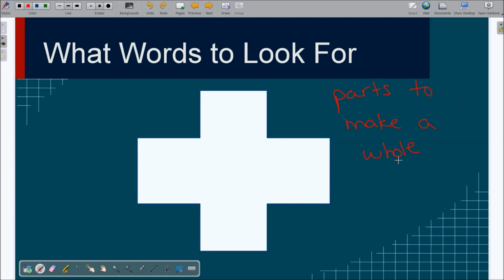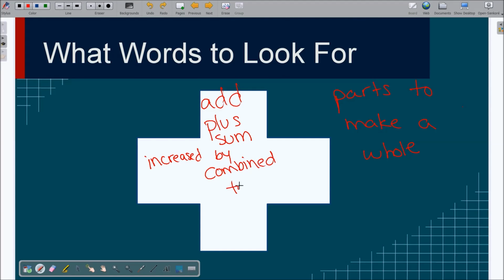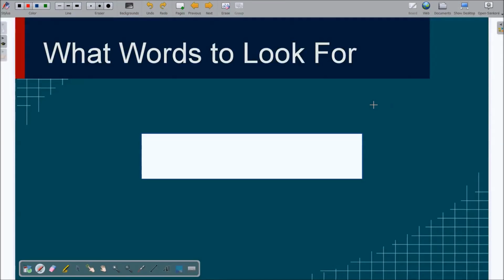The other thing to look for would be some key words that really clue you into the fact that addition is going on. The most obvious ones being words like add, or plus, or sum. Less obvious ones, but we do see them from time to time, would be words like increased by, or combined, or together, sometimes seen as the phrase all together. Any of these things would really give you the hint that addition is what the question is asking you to do. Moving on to subtraction.